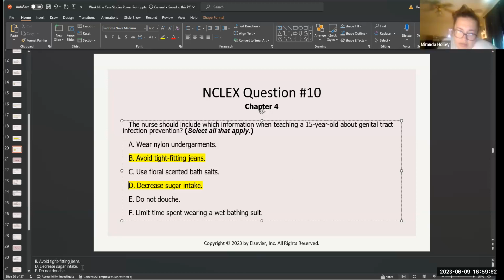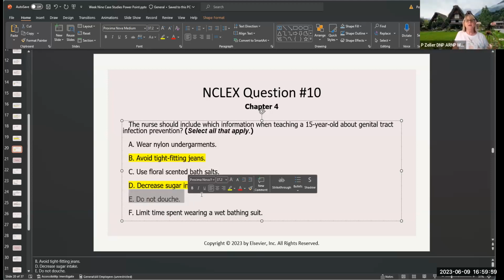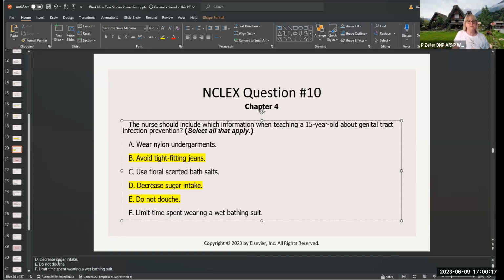E. Yeah, we don't want her to douche because you're removing the good flora. A lactobacillus is a natural bacteria of the vaginal flora, and it's a good bacteria, so it destroys some of the bad bacteria. If she's douching all the time, she's destroying the lactobacillus.